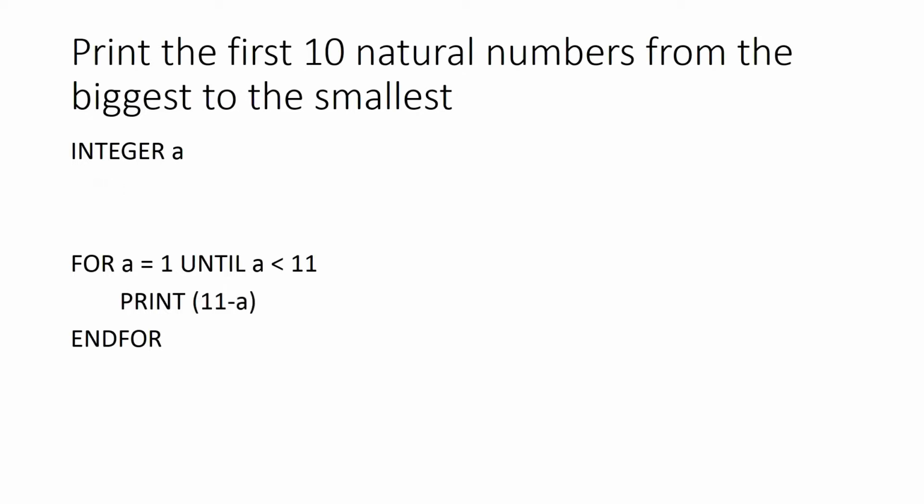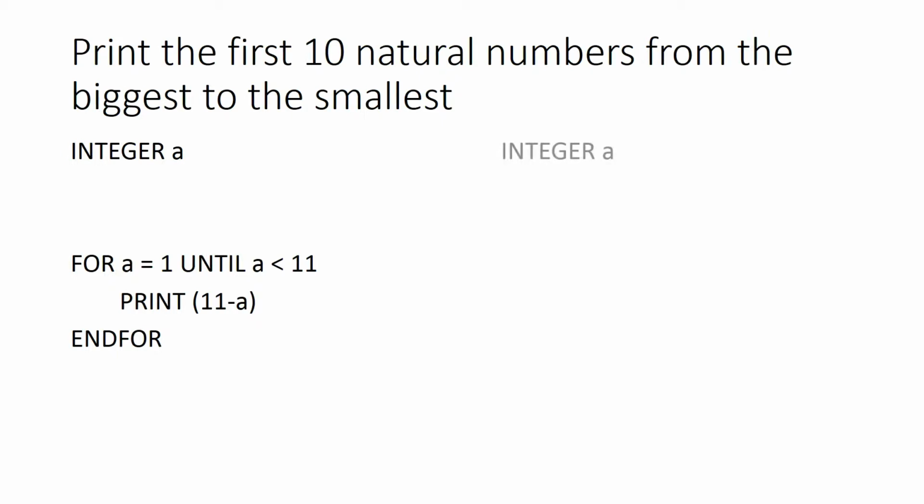It would be easy enough to just print 11 minus a. So if a is 1, we will print 11 minus 1, 10. If a is 2, the next iteration of our loop, it will be 11 minus 2, and we would print 9. So this algorithm is not a recursive algorithm. We are not using recursion. It's just using a normal loop.